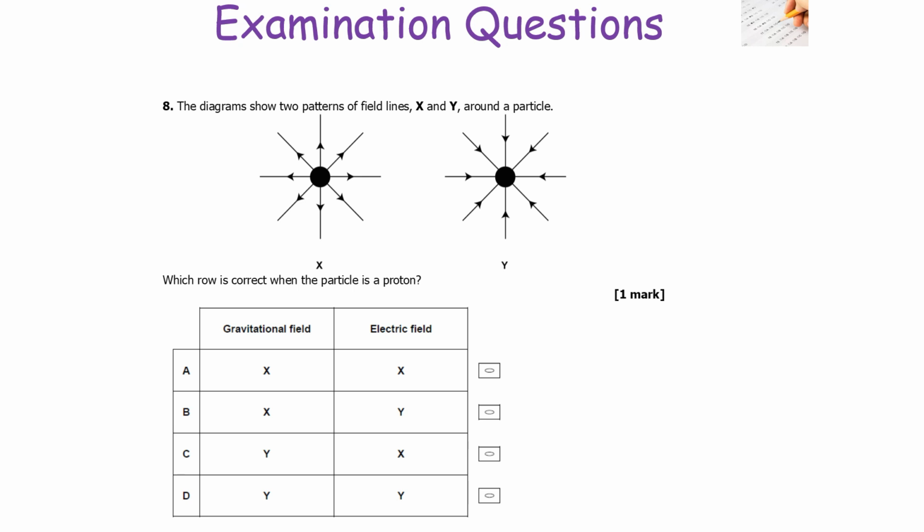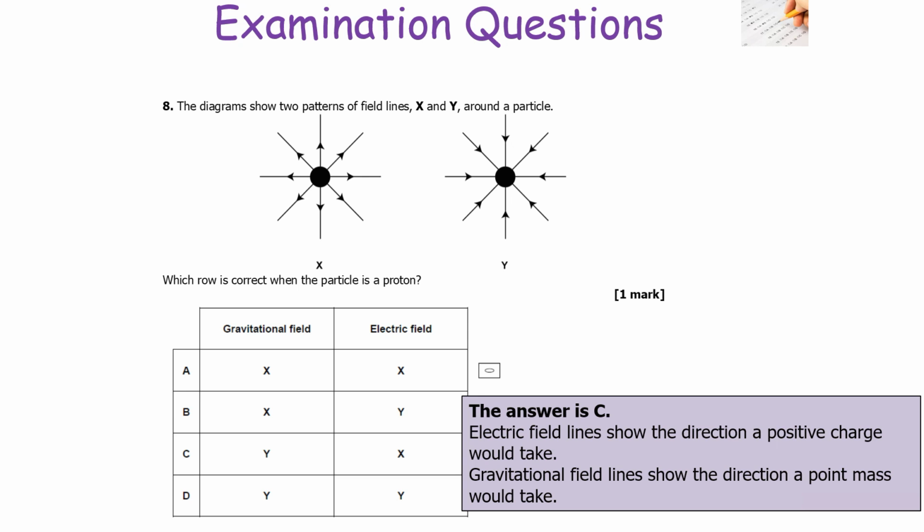Right, our answer for this one is C, because electric field lines show the direction a positive charge would take, and gravitational field lines show the direction a point mass would take. So because gravity is always an attractive force, the field lines should be pointing inwards, because the two massive objects will be attracted to each other.